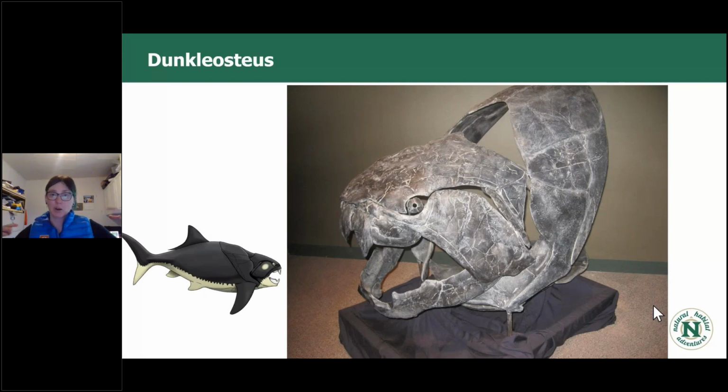So these guys were armored again towards the front of the body. They were suction feeders, so they were jawed, and their jaws were hinged not just on the bottom jaw, but also on the top jaw. So they would open their mouth very quickly, creating suction, and then close their mouth with those armored plates, basically biting their prey in half.